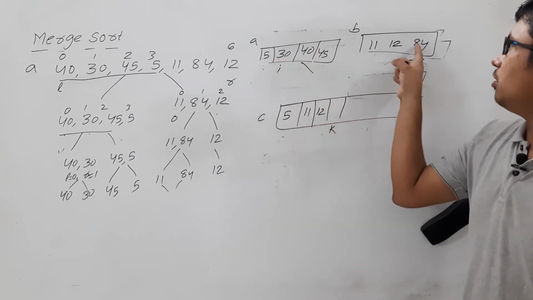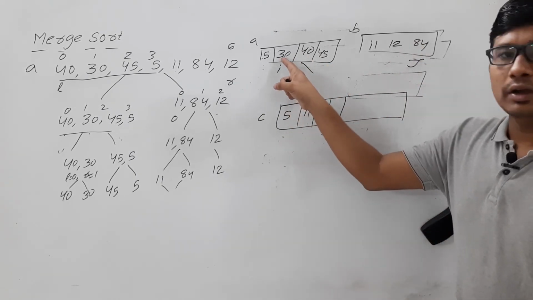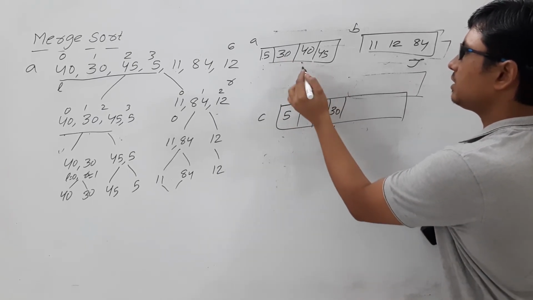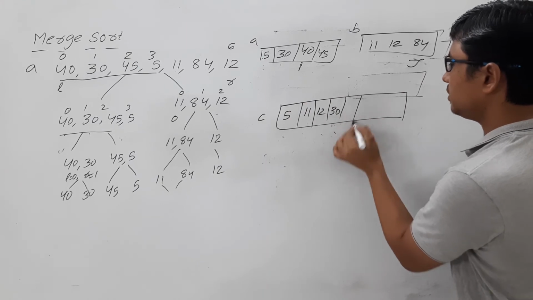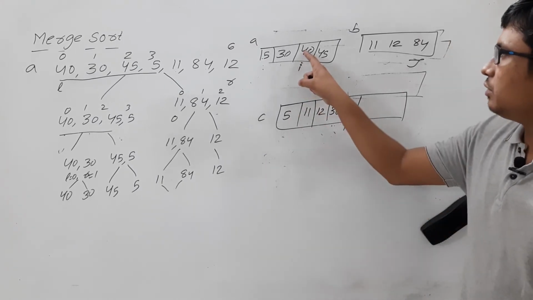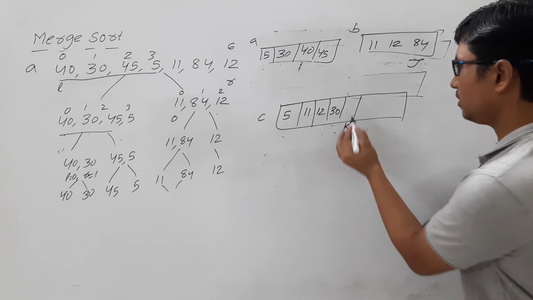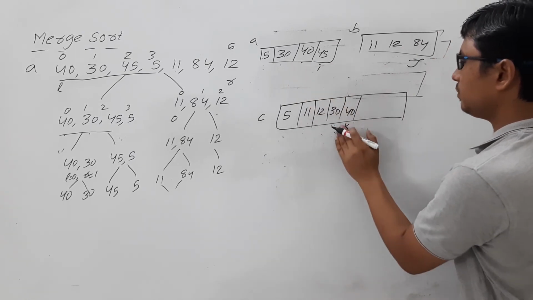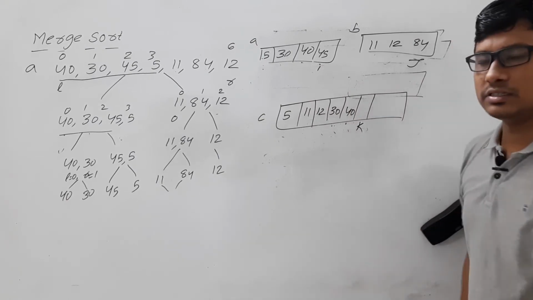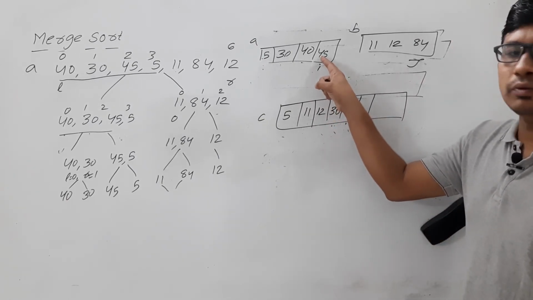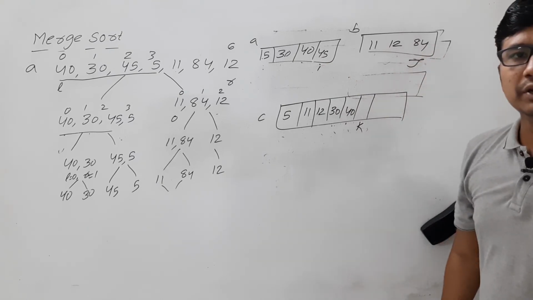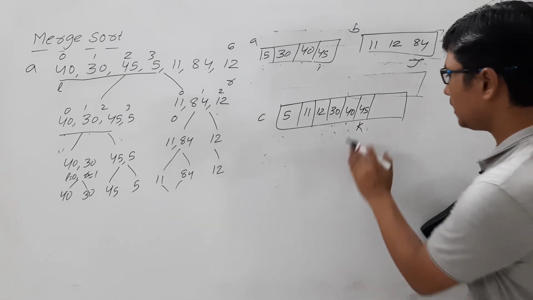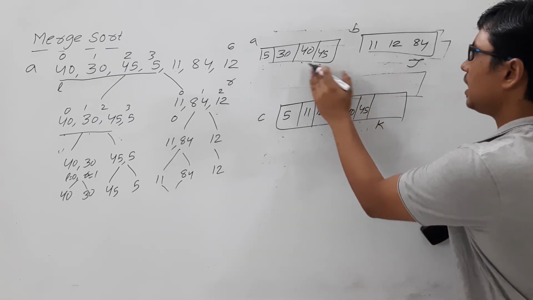Again you will compare A of I and B of j. Now 30 is less, so you will place the 30 here, you will increment the I value and also you will increment the k value. Again you will compare 40 and 84. 40 is less, so you will place 40 here, you will increment the I value and also you will increment the k value. Again you will compare A of I with B of j. 45 is less, so I will place here and I will increment the k value and I will increment the I value.